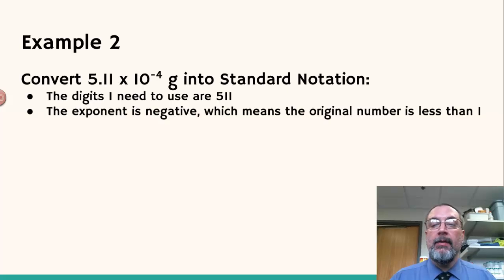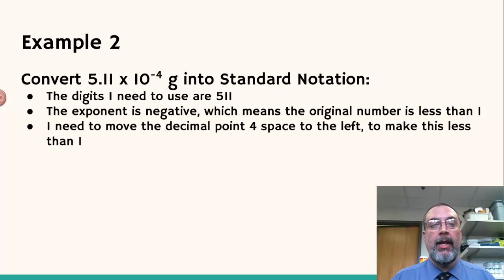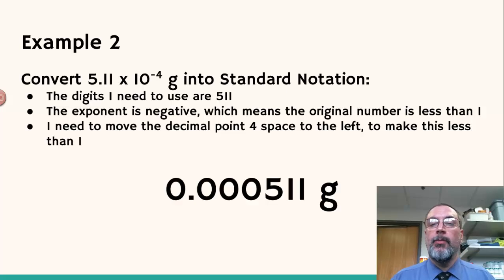The exponent's negative, and that means that the original number, the number that I'm going to go back to, is less than 1. In order to make 5.11 less than 1, the decimal point has to move to the left, and the -4 tells me that. It's going to get less than 1. A 4 tells me 4 spaces to the left. So it becomes 0.000511 grams. Now the 0 on the left side of the decimal point is optional. I put it in so that it's clear where the decimal point is. You don't have to do that.